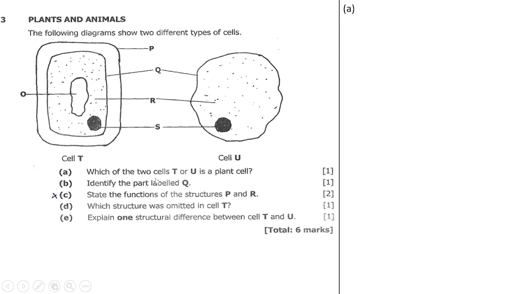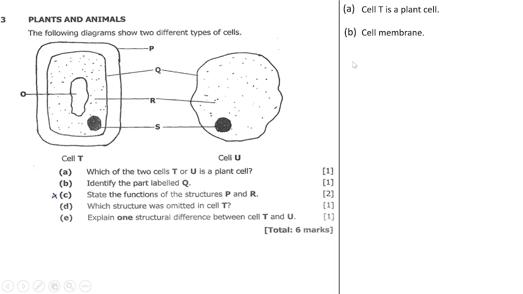Which of the 2 cells, T or U, is a plant cell? Cell T is a plant cell, this one here. B says identify the part labeled Q. We need to identify this part labeled Q. The part labeled Q is actually the cell membrane.